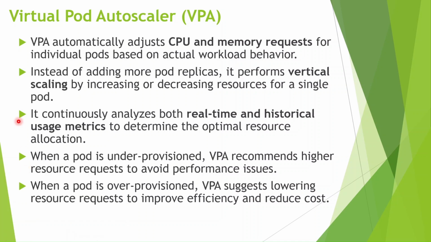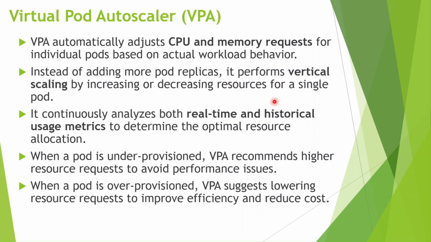In this video, we are going to talk about Vertical Pod Autoscaler in GKE, how it works, and what options we have. Basically, Vertical Pod Autoscaler adjusts CPU and memory requests for individual pods based on the actual workload behavior. Instead of adding more pod replicas, it performs vertical scaling by increasing or decreasing the resources for a single pod. It will not add multiple replicas. Basically, it will add more CPU and memory inside the same pod.